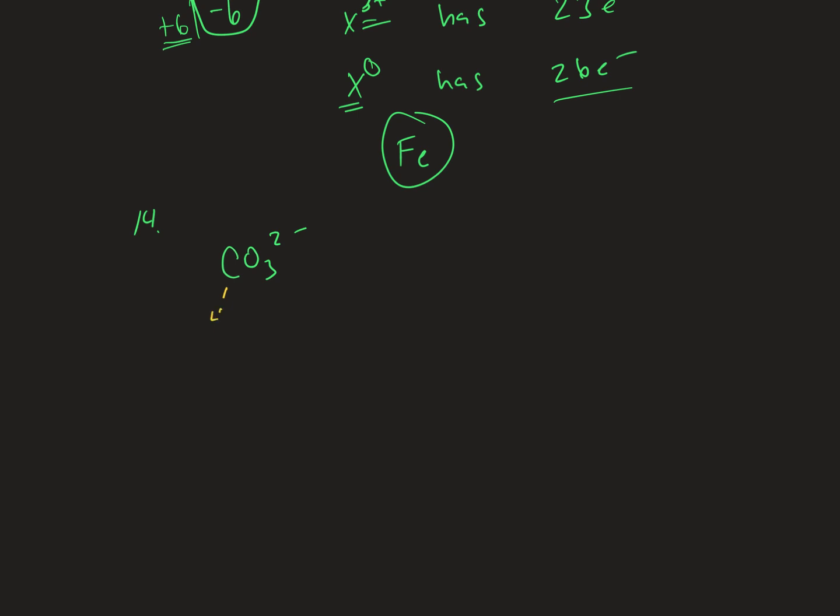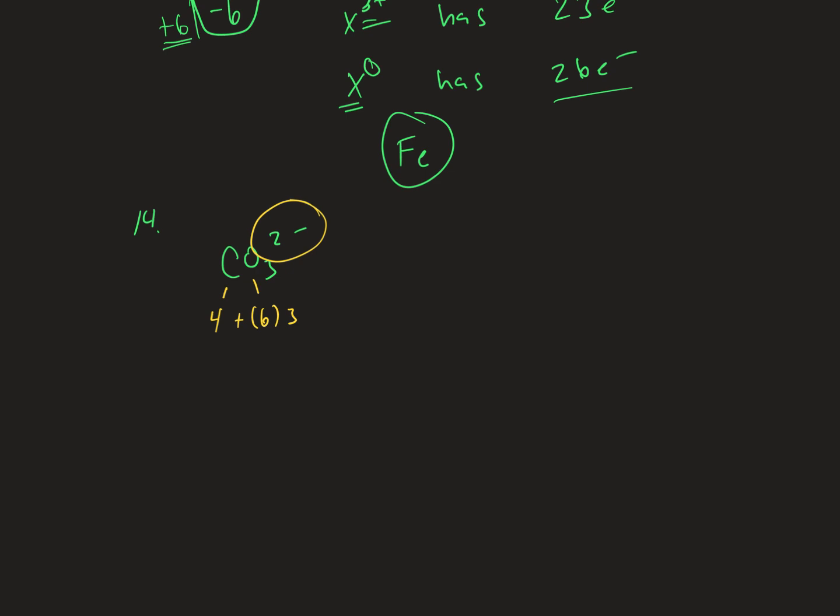Does everybody know how to find this on the periodic table? These are main group elements. For all binary covalent compounds, they're all main group metals or nonmetals, and nonmetals are all main group. So we can figure out how many valence electrons they have. How many does oxygen have? 6, and we have to multiply that by 3.